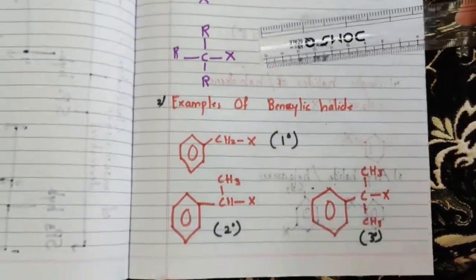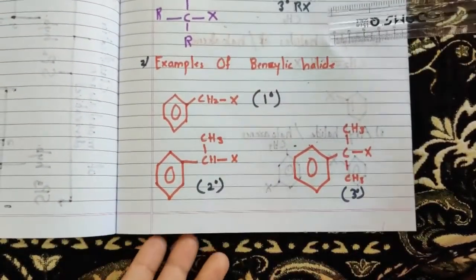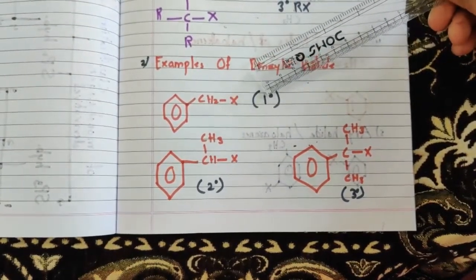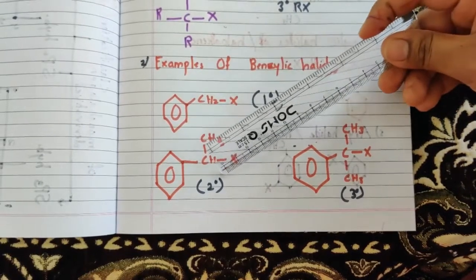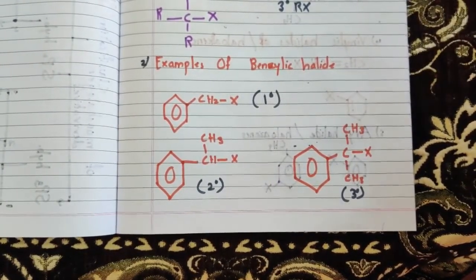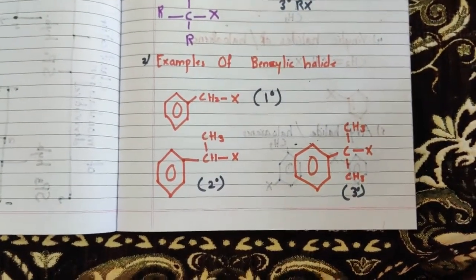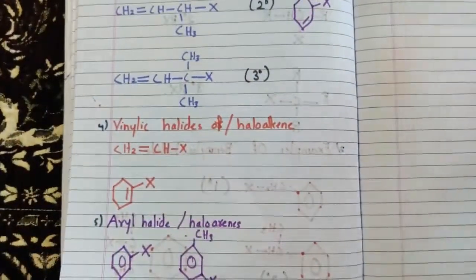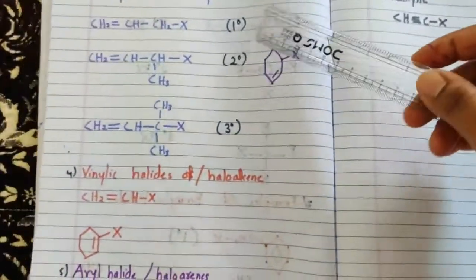In the same way, benzylic halides can also be of 3 types. I have given the example of primary benzylic halide, secondary benzylic halide and tertiary benzylic halide. Okay, now the names of these compounds we'll discuss when we'll discuss the nomenclature. Okay, then again see here the example of allylic halide.